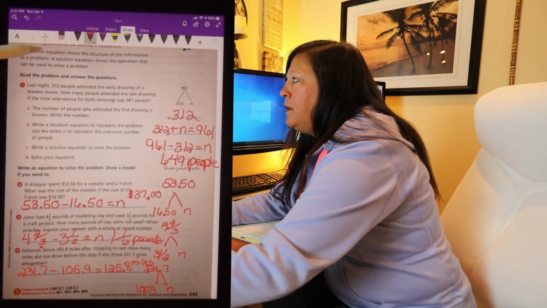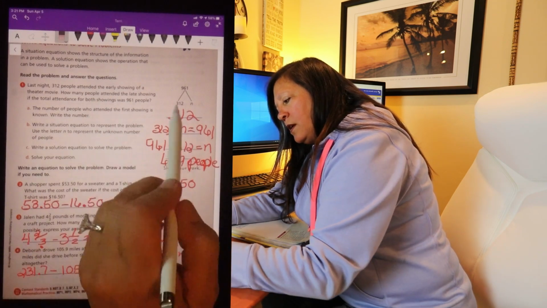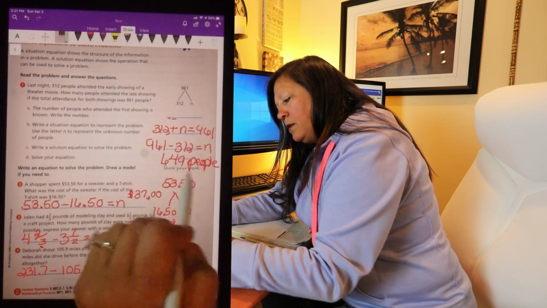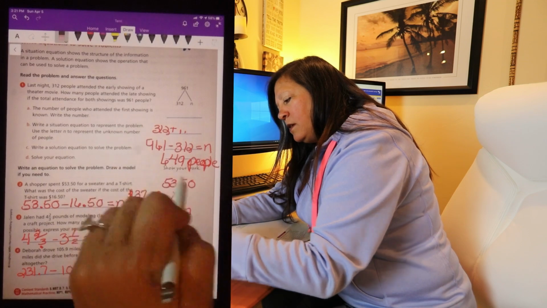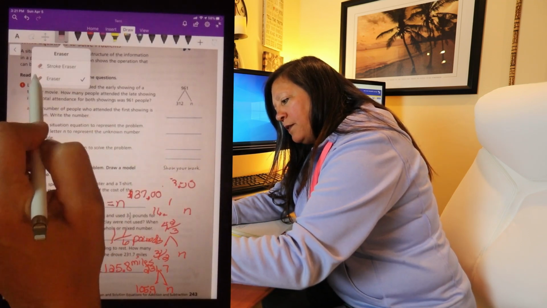All right. Okay, we're going to move to the next page. And I need to erase this one, I think, before I can do that. And I need a bigger eraser.